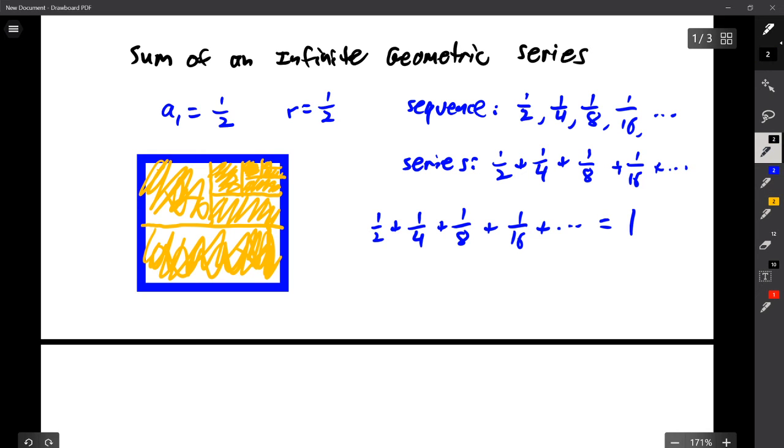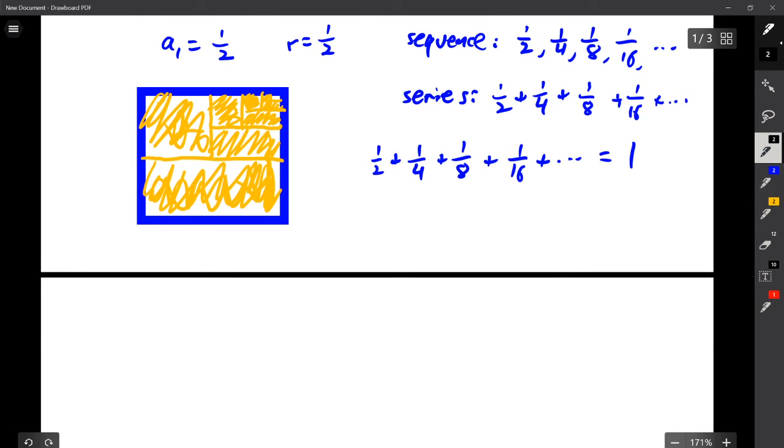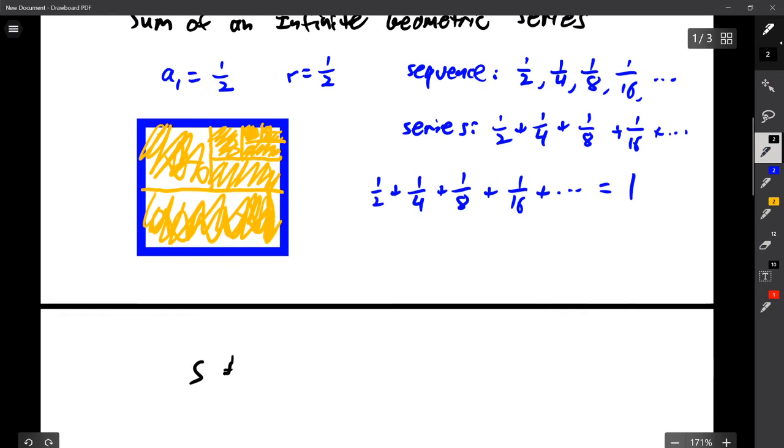Okay? All right, so here's our formula. Our formula is that the sum of an infinite geometric series is a sub 1 divided by 1 minus r. Again, where the absolute value of r is less than 1.